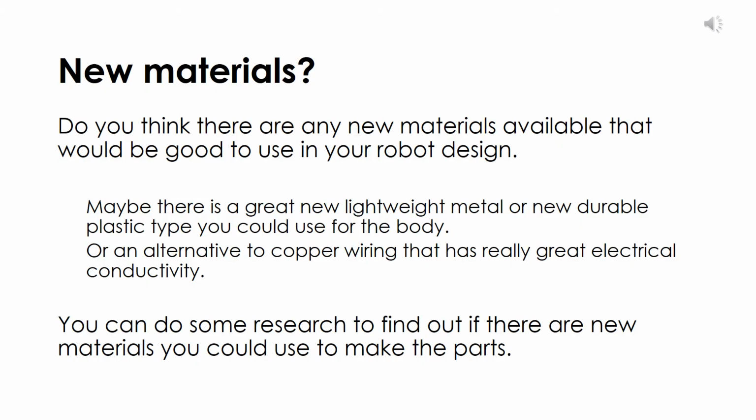Along with the materials that we studied, are there any new materials? Do you think there is some available that would be good to use in your robot design? Maybe there's a great new lightweight metal or a new durable plastic type that you could use for the body, or maybe there's an alternative to copper wiring that has really good electrical conductivity. You can do some research to find out if there are new materials you could use to make your parts.